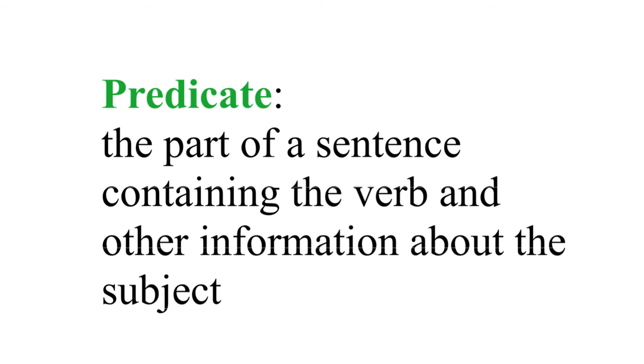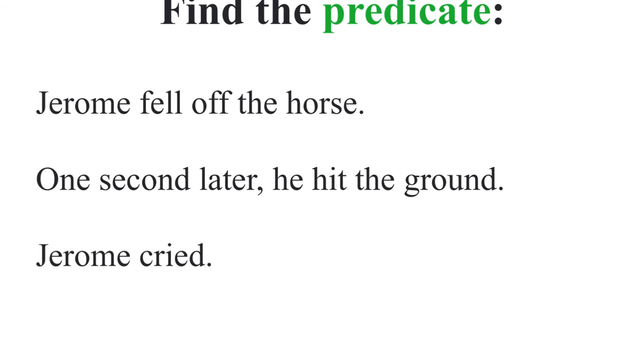Okay, let's move to the predicate. The predicate is the part of a sentence containing the verb and the other information about the subject. So basically, it's everything that's not the subject. Jerome fell off the horse. Well, Jerome's the subject. Here's your verb. So all of that is the predicate. It's the verb and everything else.